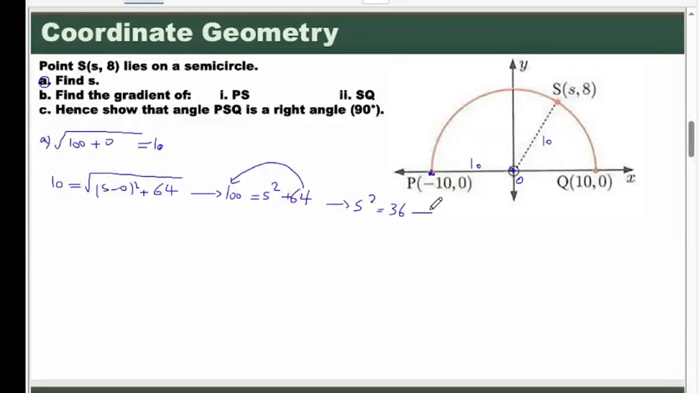So s, as s is on the right side of the x-axis, would be positive. So s equals positive and negative 6, and I only accept positive. So the coordinate of S would be (6, 8). Now I will go for part B.